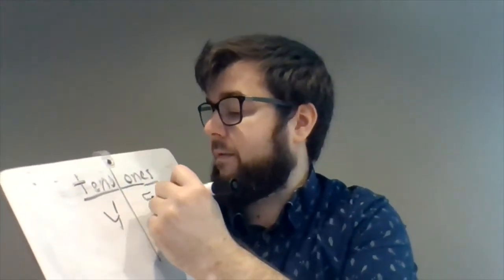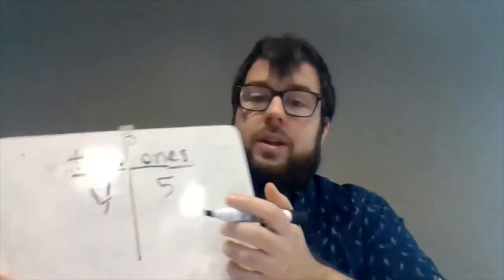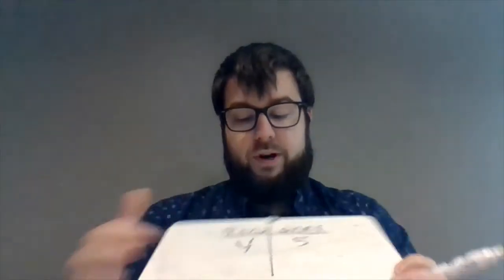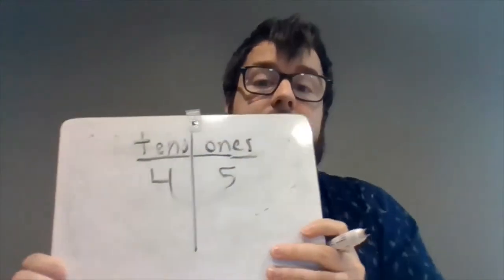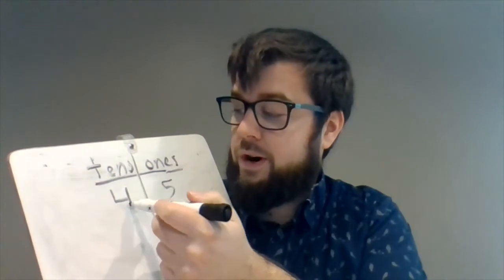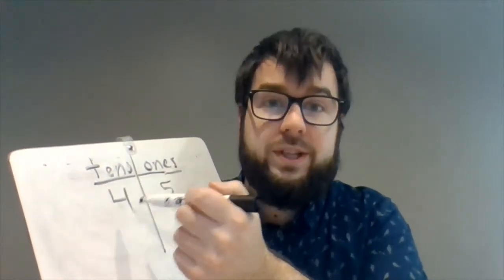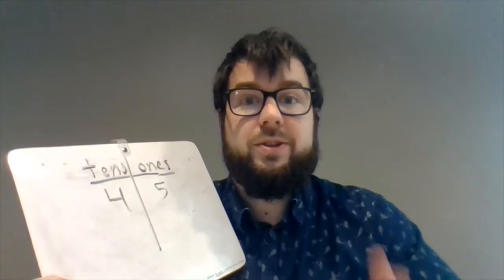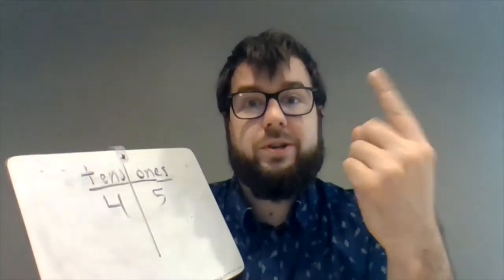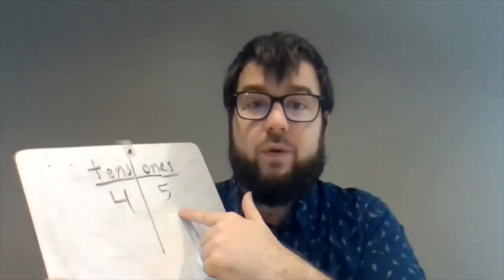So when we have a number like 45, this is 4 tens and 5 ones. Let me draw that again. 45. You can see here, the first number is the tens. So this is 4 tens. If you were counting by tens, you count 4 tens: 10, 20, 30, 40. And then we have 5 ones, like 1, 2, 3, 4, 5. So this is 45.